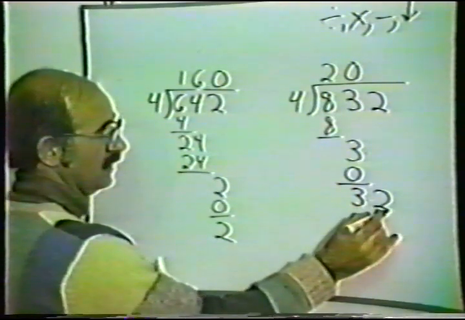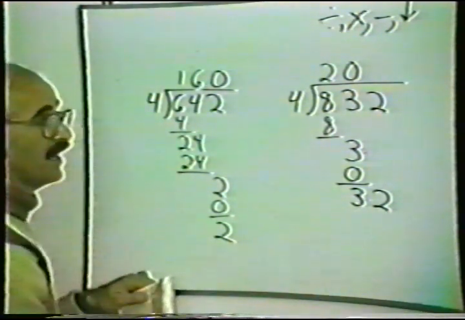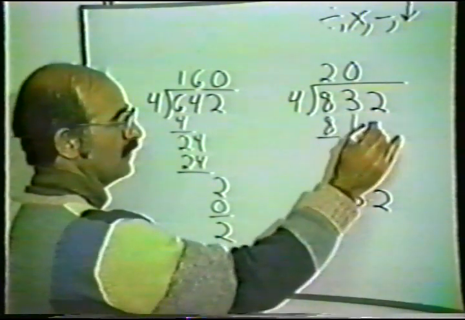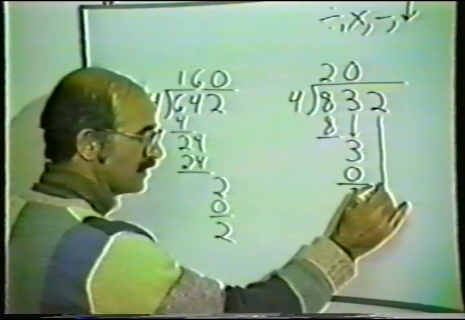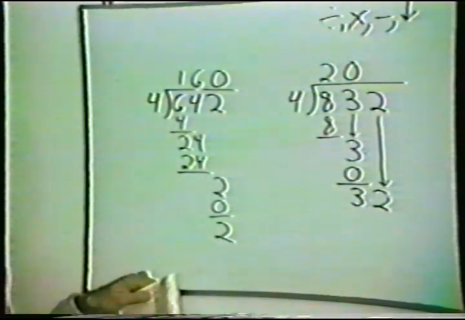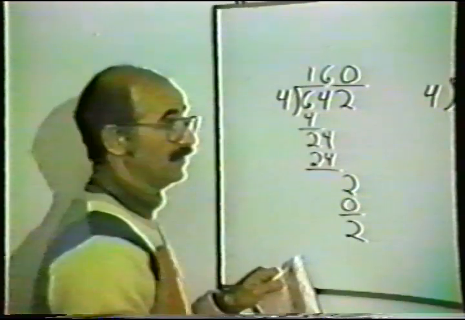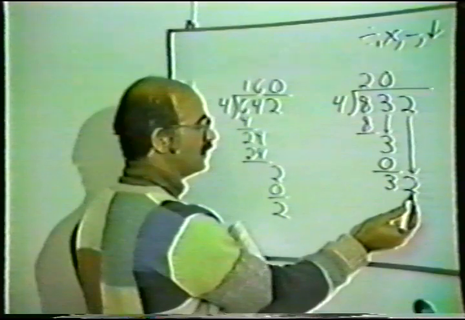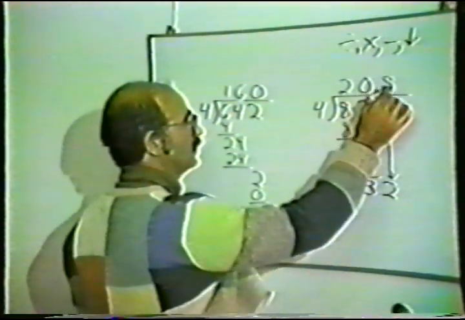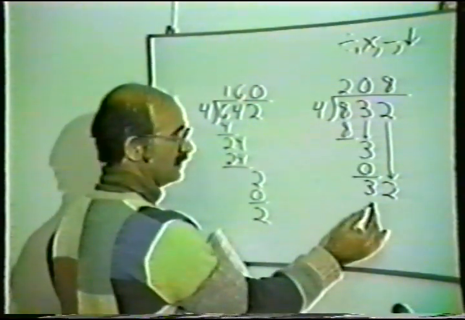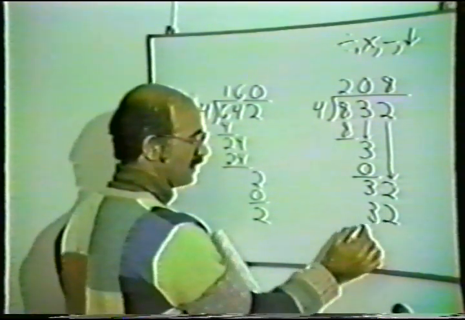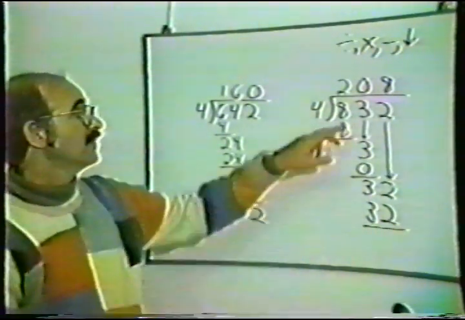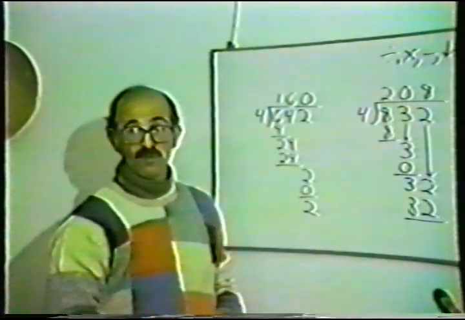Now, if your problem begins to get rather large, sometimes you like to make little arrows like that, just to make sure that everything comes down just right and lands in the right place. So you can do that if you want to. 4 into 32 goes 8. 8 times 4 is 32. Subtract, get 0.